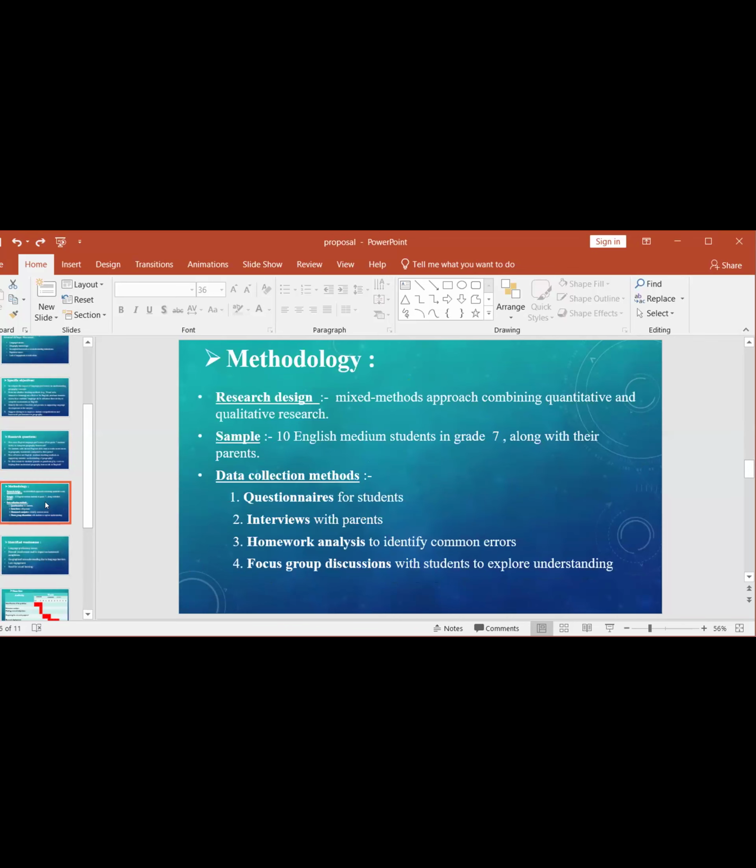Then the methodology: I take 10 samples of students in a grade 7 class along with their parents. For the research design, I took a mixed methods approach combining quantitative and qualitative research. For data collection methods, the first one is questionnaires for students. The second one is interviews with the parents. And third, homework analysis to identify common errors and issues. Then fourth, focus group discussion with the students to explore their understanding.